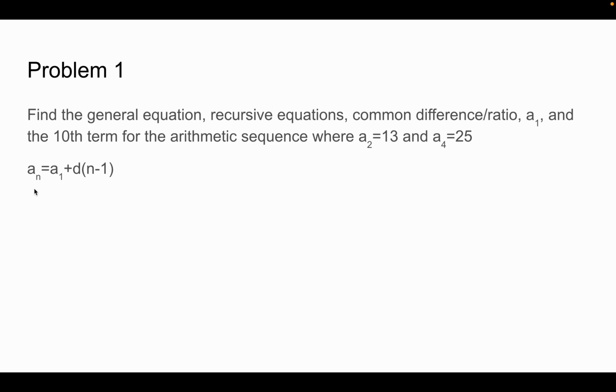Since we know the general equation, let's just plug A2 equals 13 into the general equation, and also A4 equals 25. When we do that, we have A2 equals A1 plus D times 2 minus 1, and something similar but instead of 2, it's a 4. For A2, we can plug in 13, and for A4, we can plug in 25. And we can also do the subtraction in here.